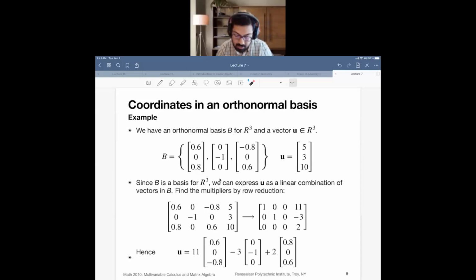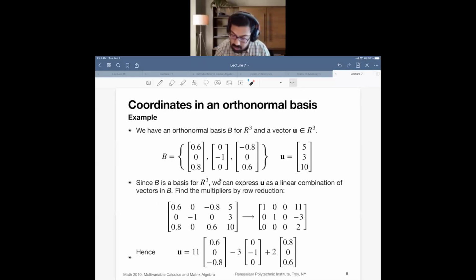Suppose you have an orthonormal basis, which is B. B is for R cubed. It has 3 vectors. They are all in R cubed. Now you have a U that belongs to R cubed. Can you reach U with some amount of the first vector in B, some amount of the second vector in B, and some amount of the third vector in B?